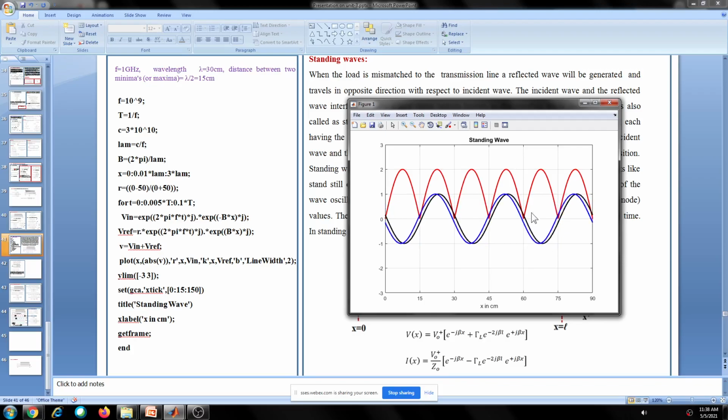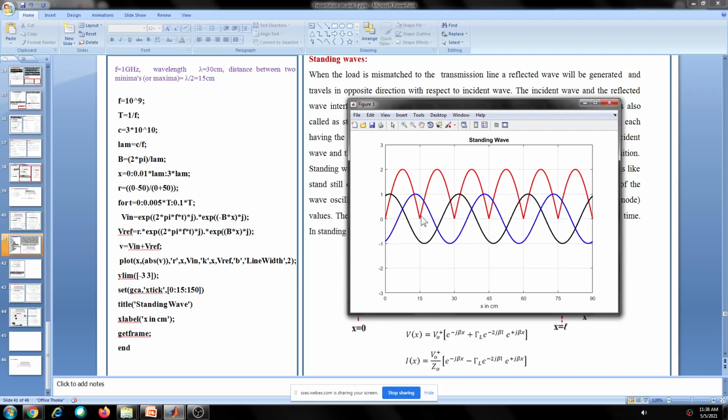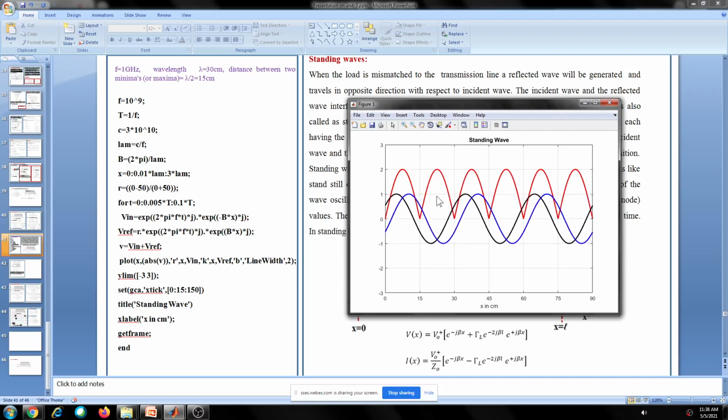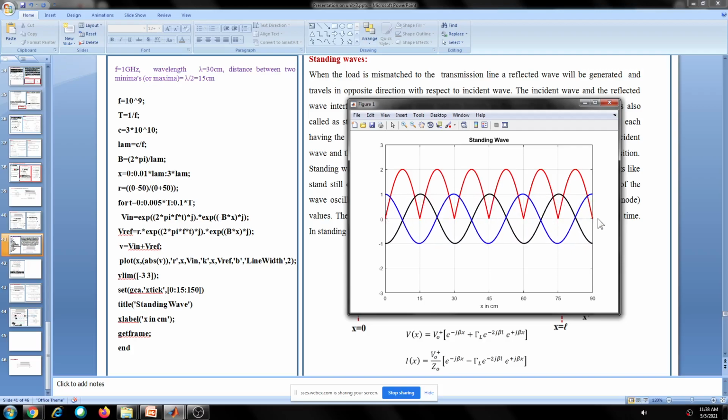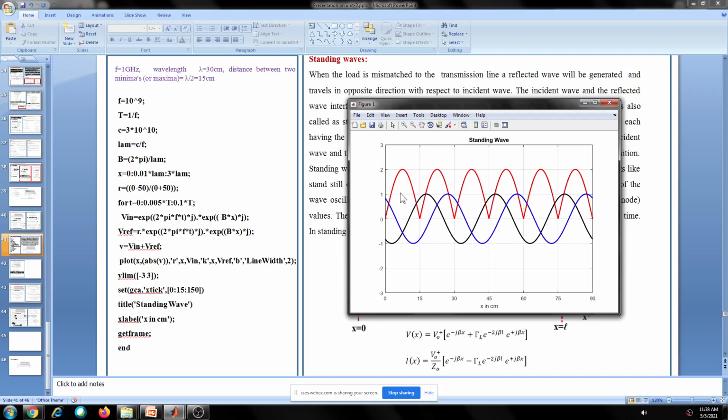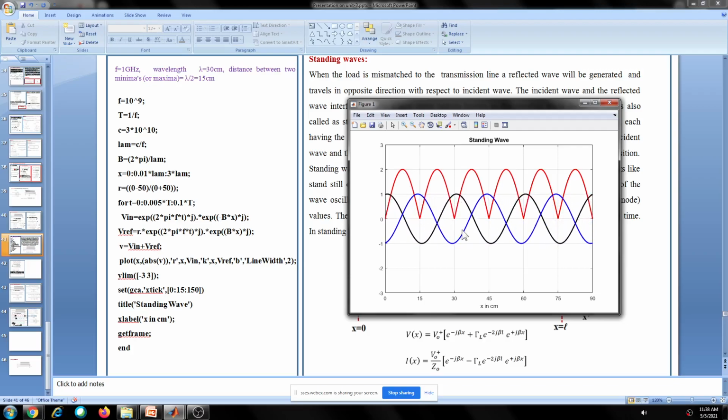Here, because I have taken the load as 0, we got a minima value there. This is very important: the maximum value we have to measure from here. This is the axis center, voltage 0. If you go here, this is a maximum value, and this is the minimum value. That maximum value and minimum value depend upon the value of the load.